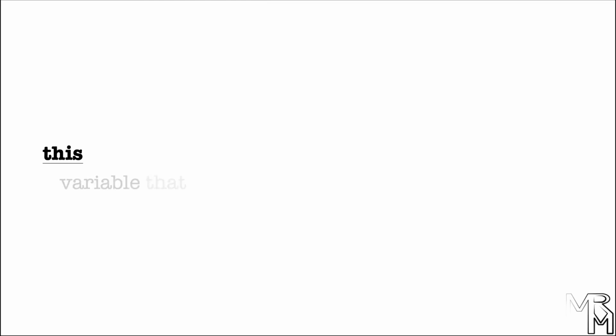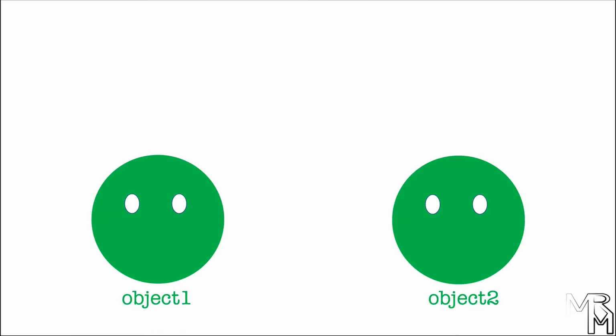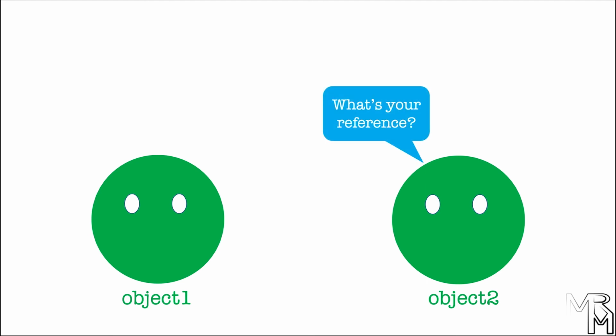This is effectively a variable that stores the reference to the object itself, and is accessible only from inside the class. In other words, every object in Java knows its own reference, which is stored in the variable this. If you don't get it at the moment, it's totally fine. I'm sure you will eventually get it as we continue using the keyword this in the future videos.